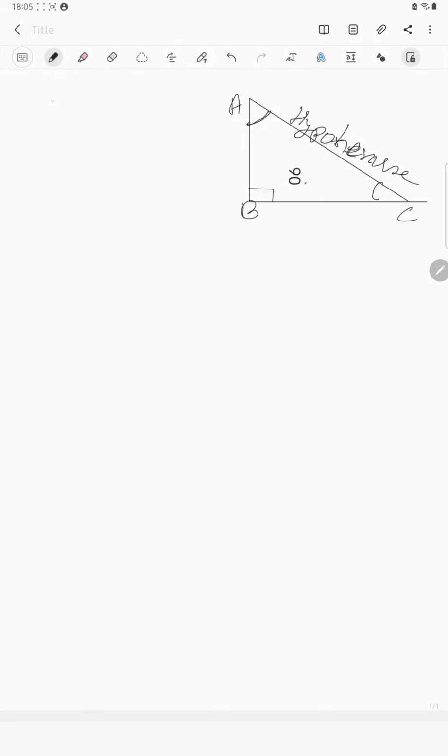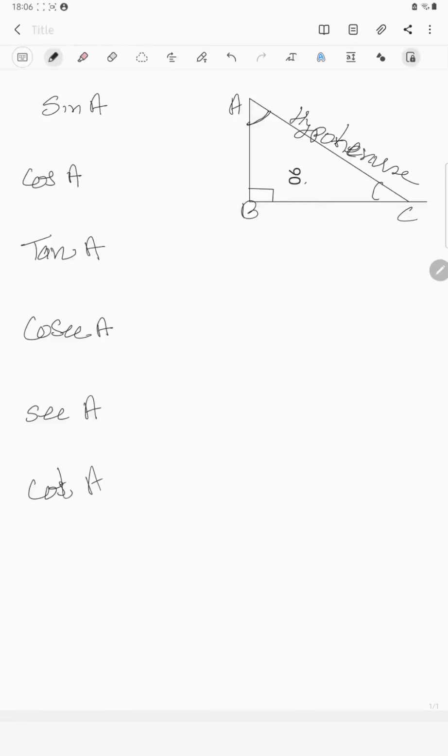There are 6 trigonometrical ratios. Sine A, abbreviated as sin A. Then we have cos A, then tangent, tan A. Then we have cosecant, called cosec A. Then we have secant A and cot A. Always the ratios are with respect to the particular angle. Here we are taking the particular angle as A.